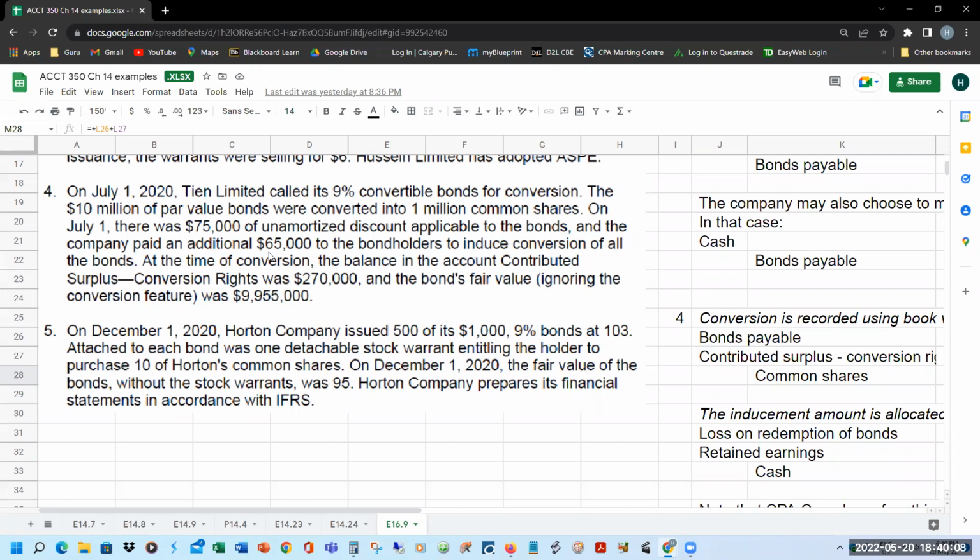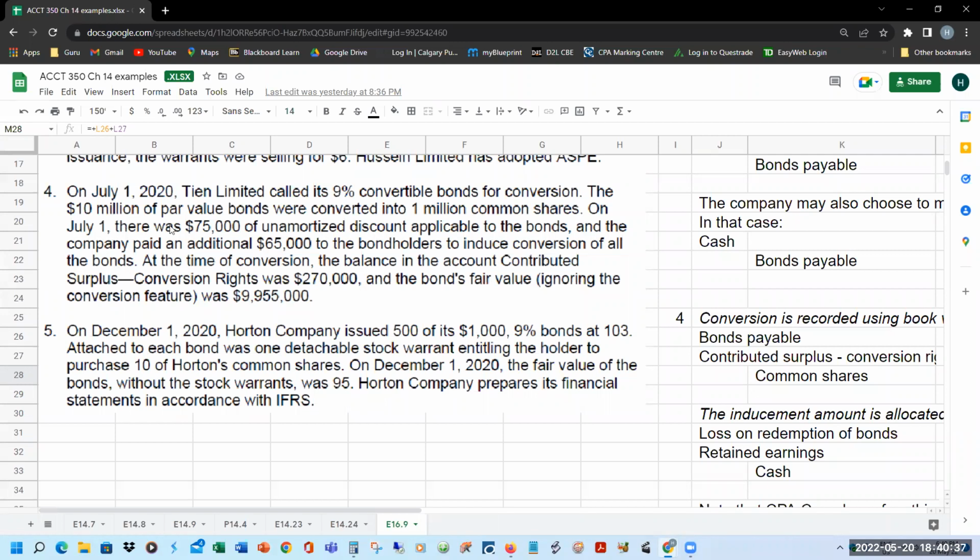Now this extra inducement that the company's paid has to be split, right? It has to be split between the bonds. So a portion of the $65,000 goes towards the bonds, and the rest is recorded as retained earnings, a debit to retained earnings. So that's what's happening here.